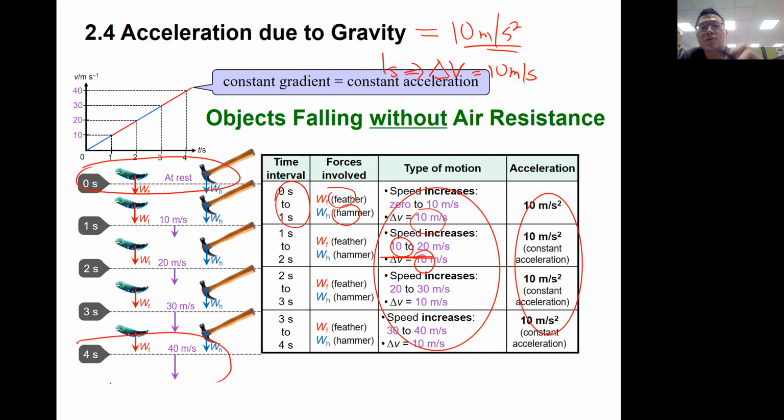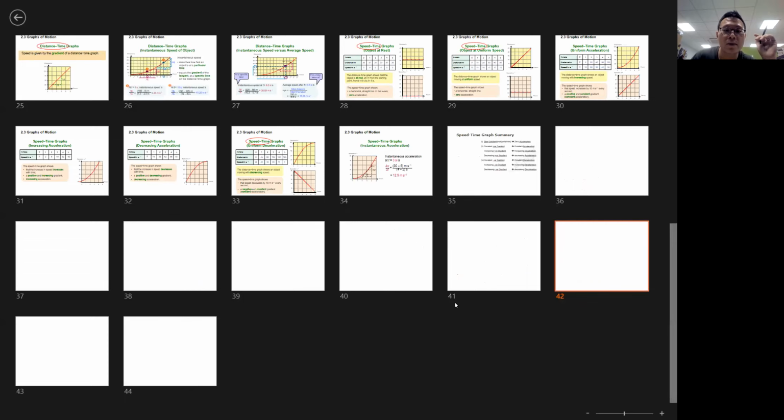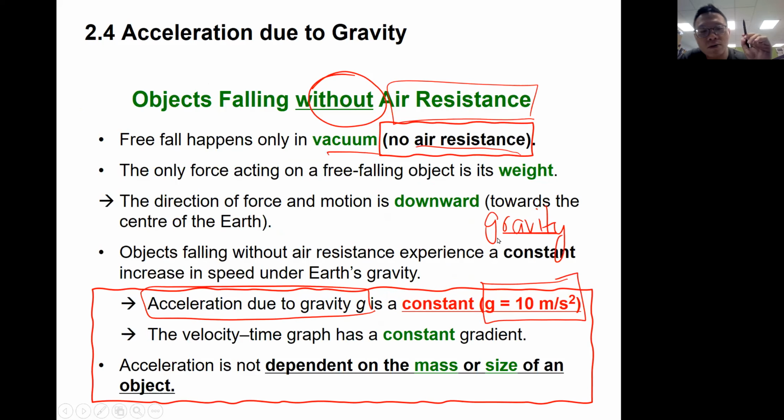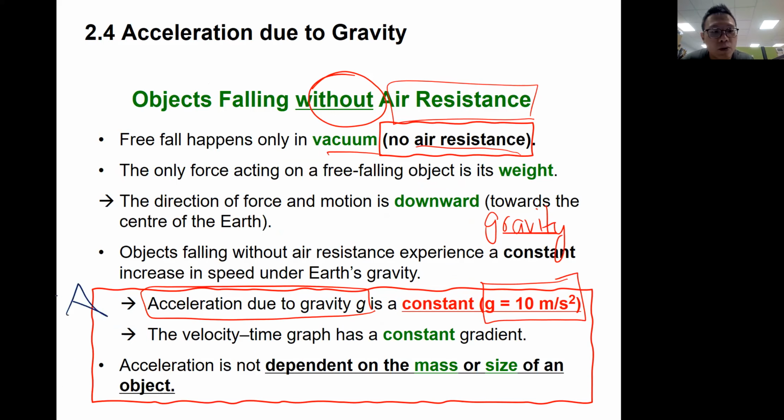resistance. If I can remove air resistance, I can make two objects, heavy and light, reach the ground at the same time. Because in falling without the presence of air resistance, both objects are subjected to the same gravity pull, which is the same acceleration due to gravity. They will be subjected to the same acceleration, which is 10 meters per second squared.